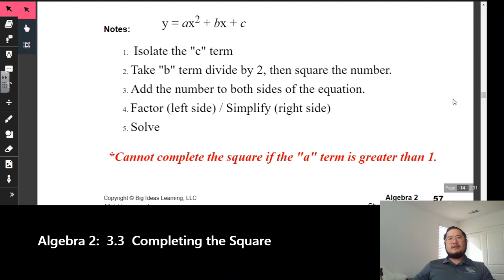Now, there is one thing to make sure to note: you cannot complete the square if the a term is greater than 1. It's not to say that we can't complete the square, because that will be for another day. But just for now, remember, you cannot complete the square if my a term is greater than 1. So if I had 5x squared, I technically cannot complete the square. There are other steps that I need to do first, before we do all these 5 steps.